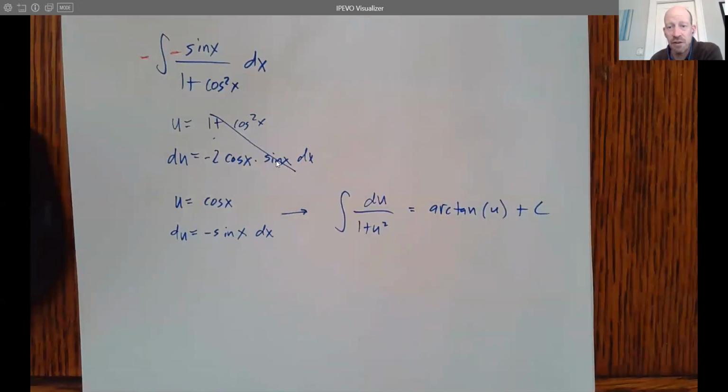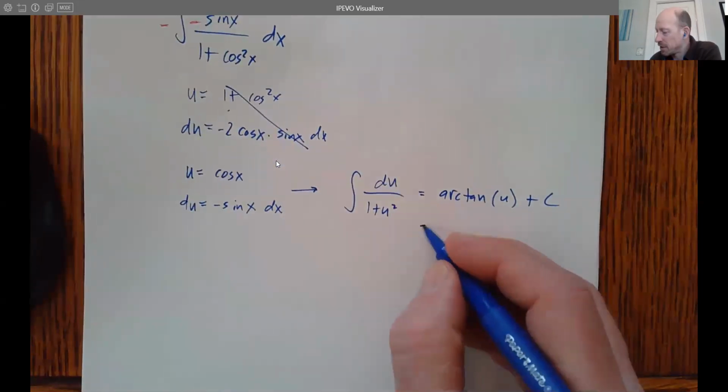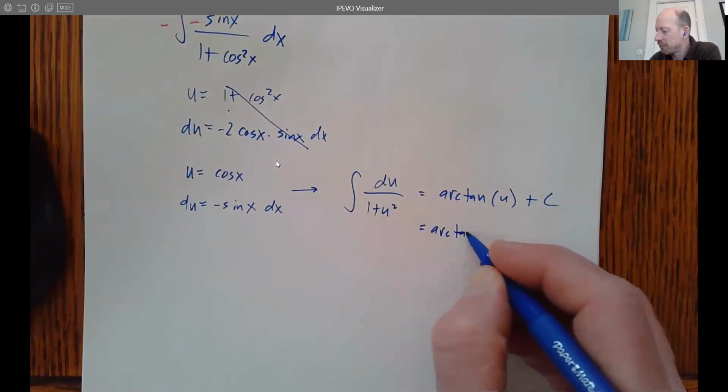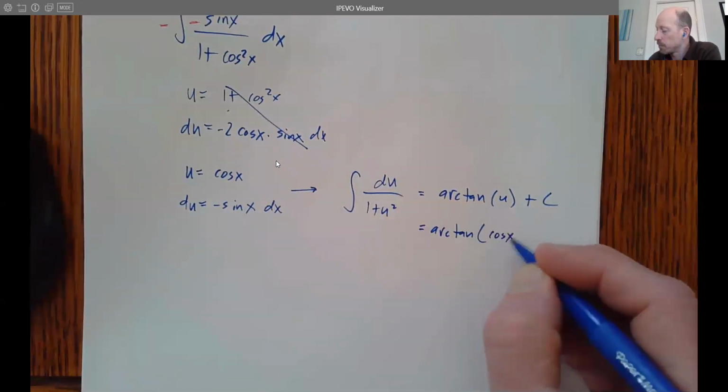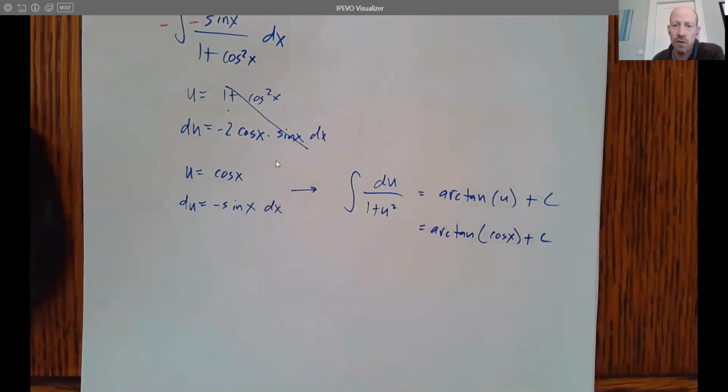Because it's an indefinite integral, I have to put my plus c in. And because it's an indefinite integral, I have to replace the u with x. I don't have bounds, so I cannot switch all the way over to u's and never go back to the x's. I have to go back to the x's.